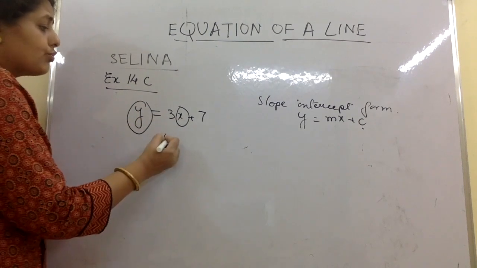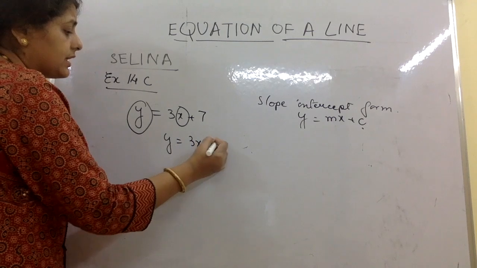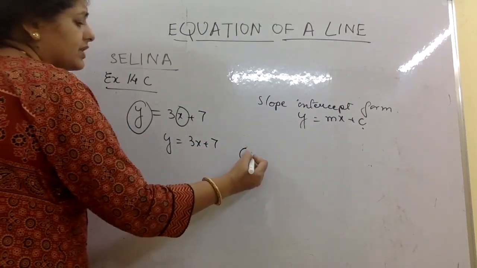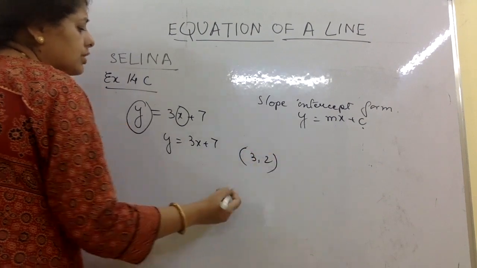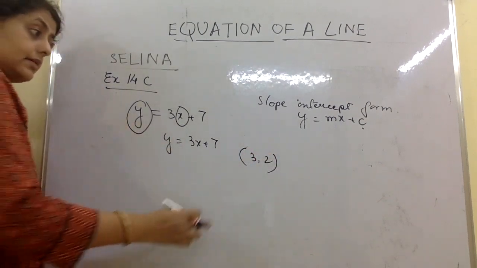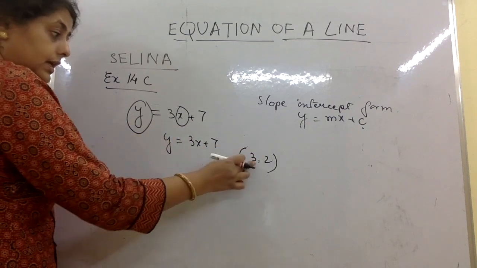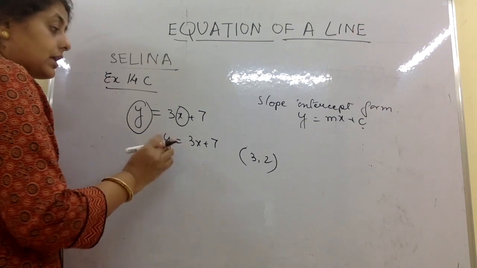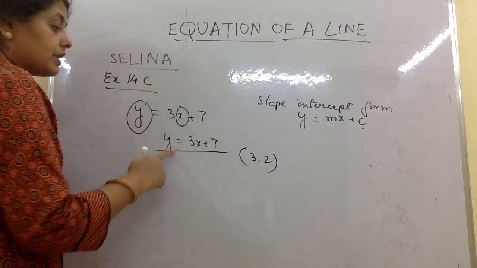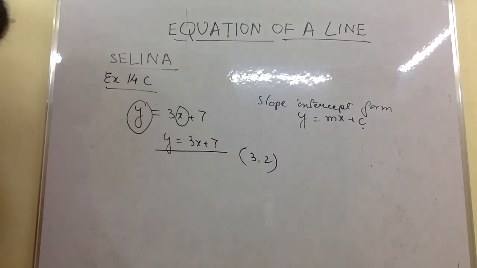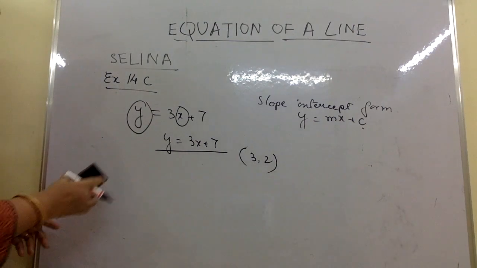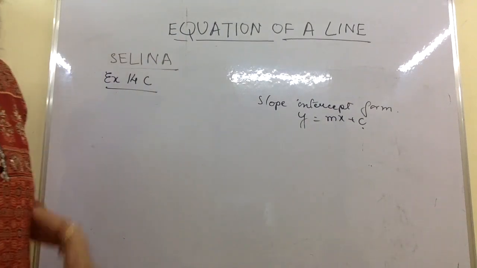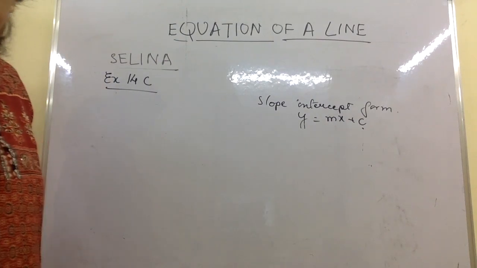Now if I give you y is equal to 3x plus 7 and then I ask you whether the point (3, 2) lies on this line, then you are going to put the 2 over here and the 3 over here and check whether it satisfies or not. But otherwise, when you present the equation of the line, it should be written in this format. This is the mistake people make: they submit the equation of the line with no proper y and no proper x.